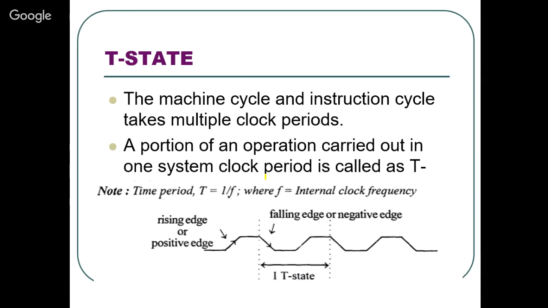Then time state. This is the smallest subdivision of the system clock period. If the operating frequency is 2 megahertz, then T equal to 1 by f means 0.5 microsecond. So this is the one time state. This is the falling edge or negative edge. This line is inclined because it represents the propagation delay, and this is known as the one time state. And an instruction cycle consists of a maximum of 18 time states in case of 8085.